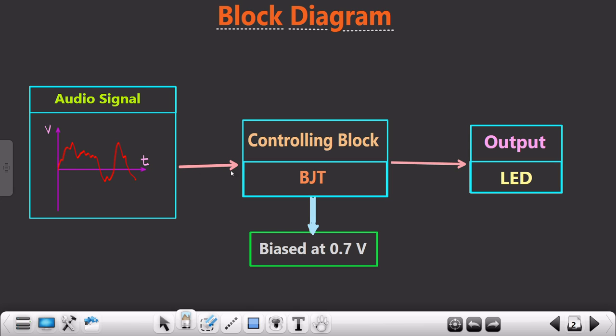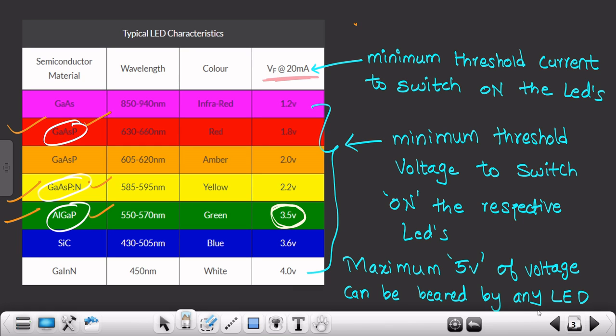That means it will switch on this particular LED, and during the negative half cycle, that means this one, it will switch off this particular LED. And that's why we had intentionally biased this particular BJT at 0.7 volts. Okay, I hope you are getting my point. And then what is going to happen?